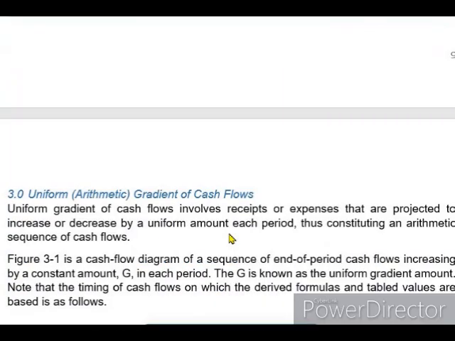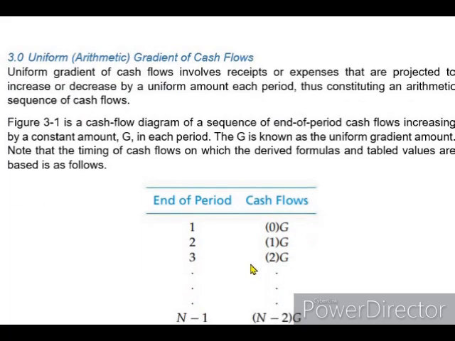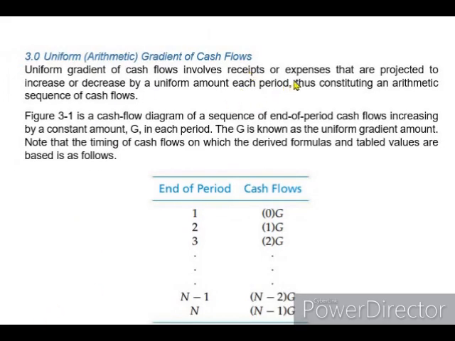So, punta tayo ngayon sa uniform arithmetic gradient of cash flow. A uniform gradient of cash flows involves receipts or expenses that are projected to increase or decrease by a uniform amount each period, thus constituting an arithmetic sequence of cash flow.